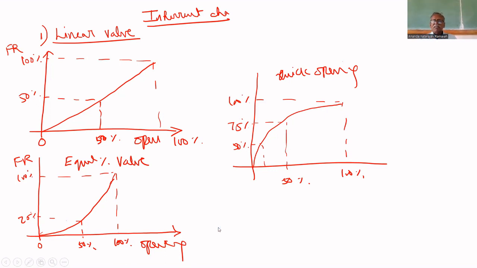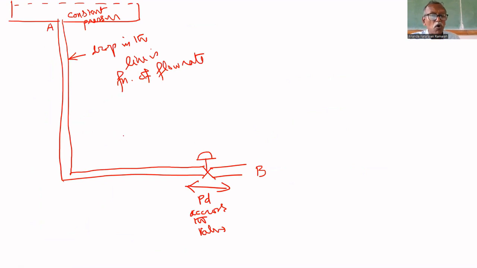Only if the pressure drop across the valve is constant will it be quick opening. If the pressure varies, what will happen? That we have to see. If the line drop is more for more flow rate, the pressure across the valve will be minimum. For maximum flow rate, the pressure across the valve will be minimum. For minimum flow rate, the pressure across the valve will be maximum. Am I correct or not?